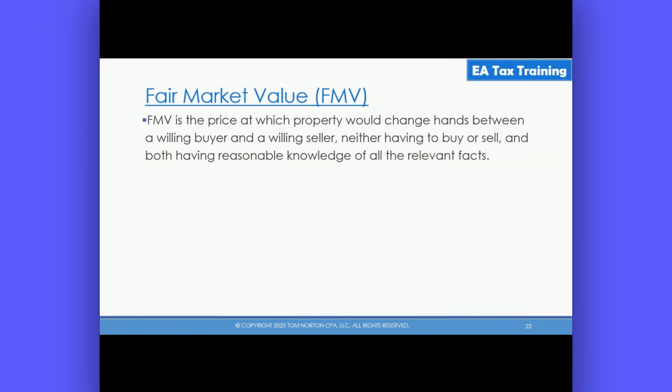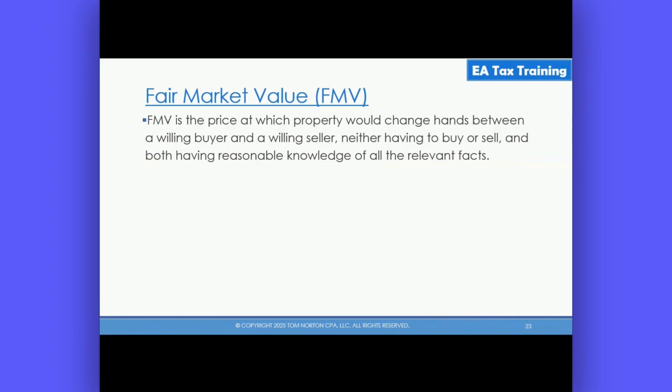So what do we mean when we say fair market value? This is the definition for tax purposes of fair market value, or FMV. Fair market value is the price at which property would change hands between a willing buyer and a willing seller, neither having to buy or sell, and both having reasonable knowledge of all the relevant facts.